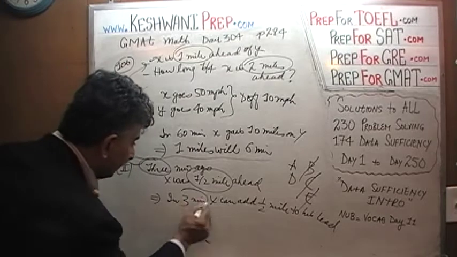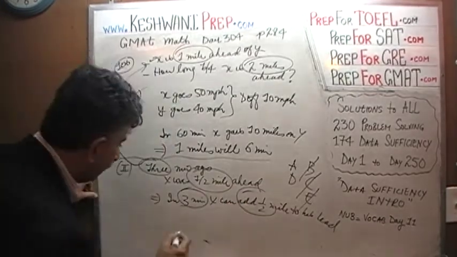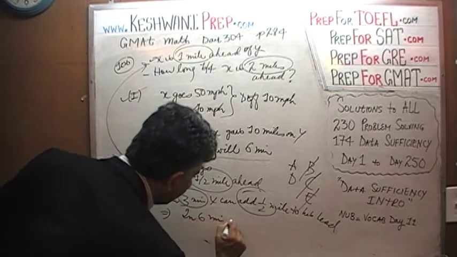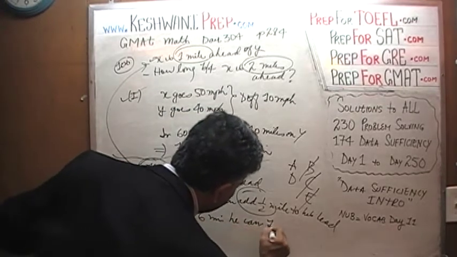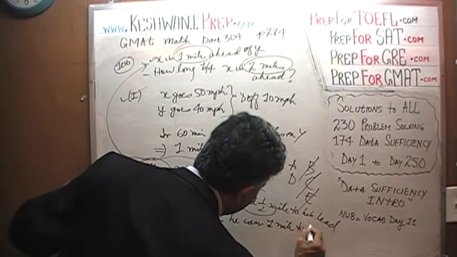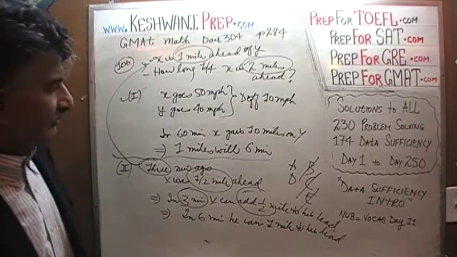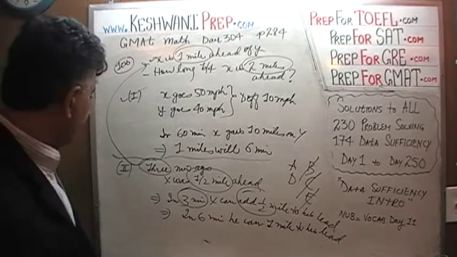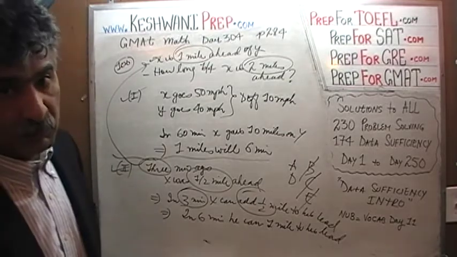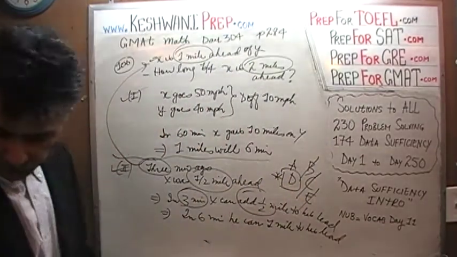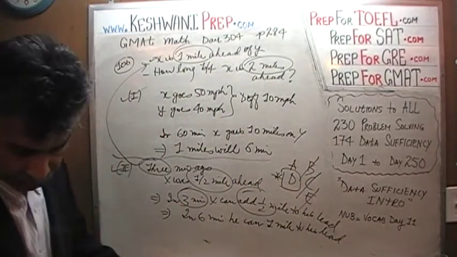In 3 minutes, he can add half a mile, so in 6 minutes, he can add 1 mile to his lead, just like before. The second statement also does the job quite beautifully. The answer is D. Let's move on then.